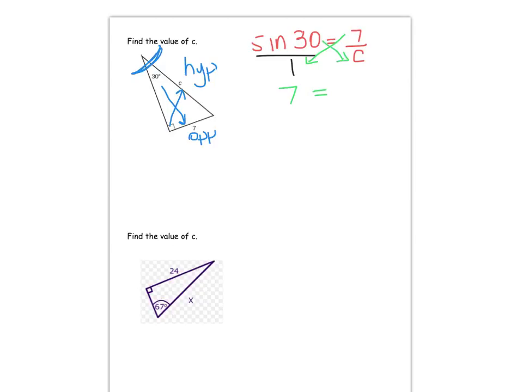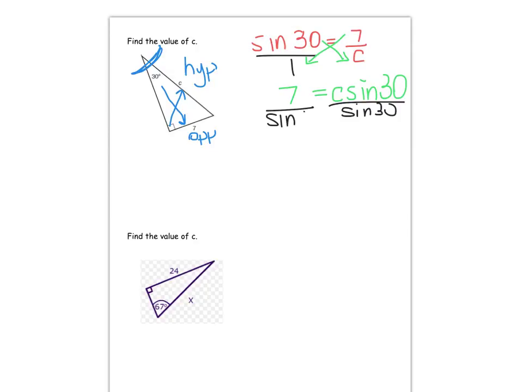Sine of 30 times C, again, I put the sine or cosine or tangent second, so I don't have to use parentheses. So C times the sine of 30. Notice we're not done here. C is not by itself, so we haven't solved. So we're going to have to divide by the sine of 30. Remember, sine of 30 is just going to be a number.